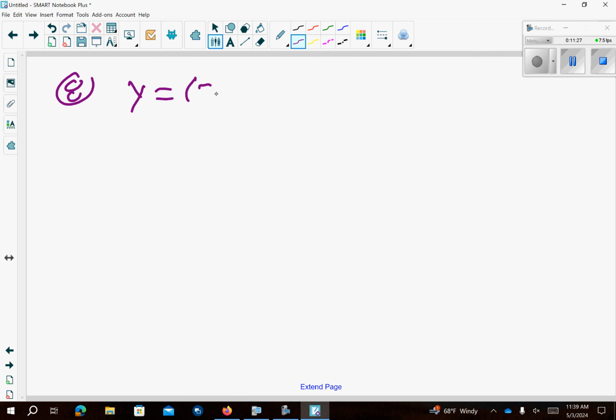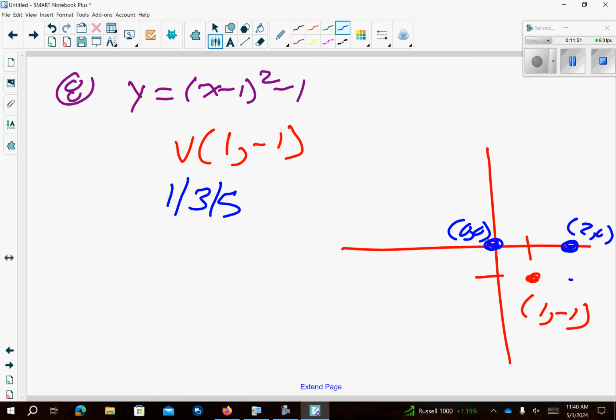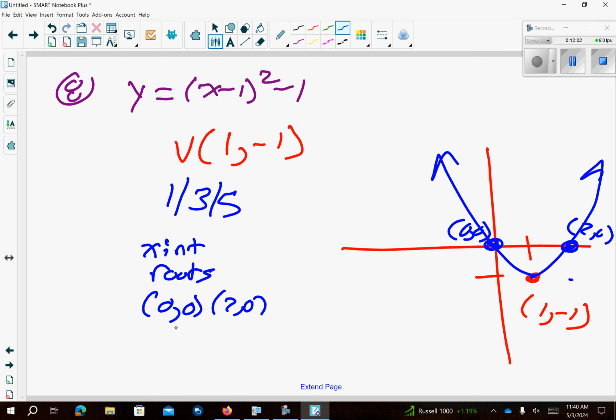Y equals x minus 1, quantity squared minus 1. All right, so my vertex is going to be 1, negative 1. So if we graph this, 1, negative 1 is right here. Our pattern graph is going to go as 1, 3, 5. So if I go right 1, up 1, left 1, up 1, I get 0, 0, and 2, 0. That's the x-intercepts, or the roots. So 0, 0, and 2, 0. And we also know 0, 0, that's also our y-intercept because that's where it crosses the y-axis.